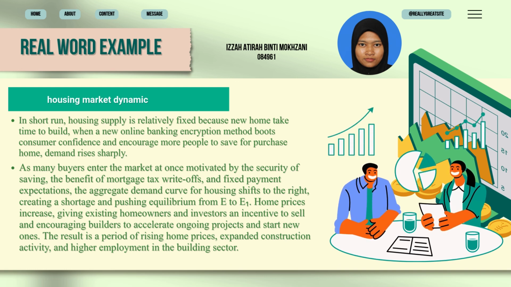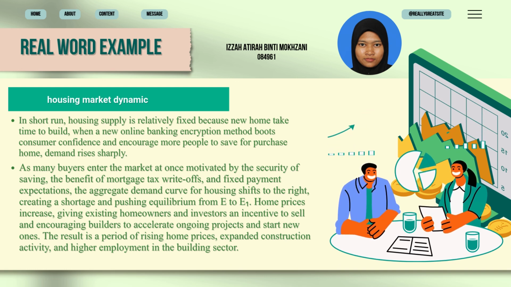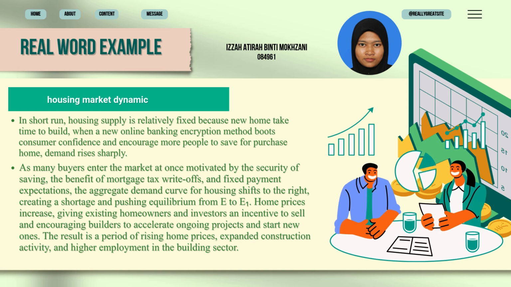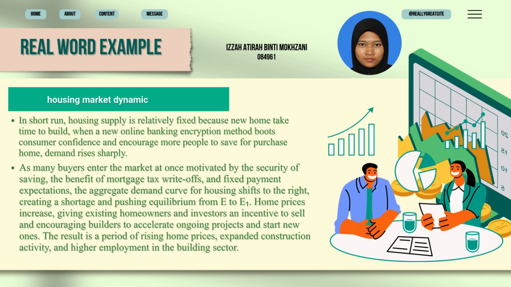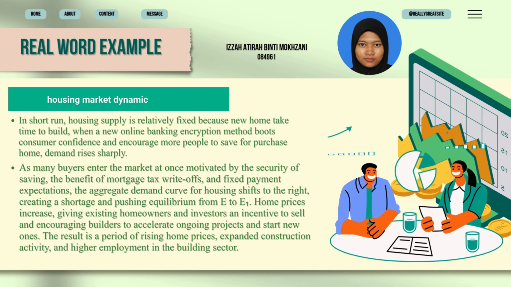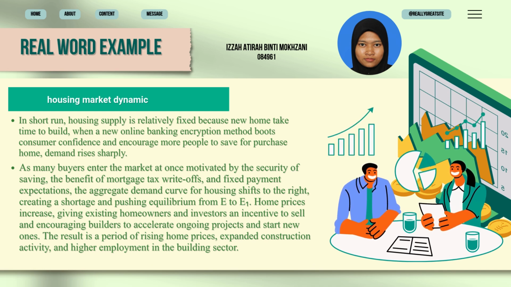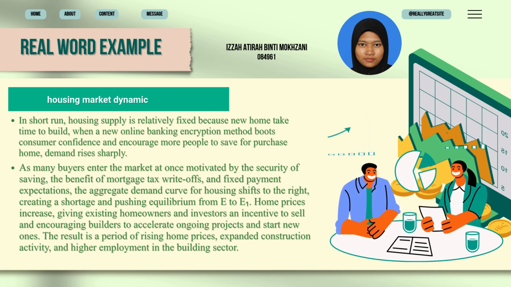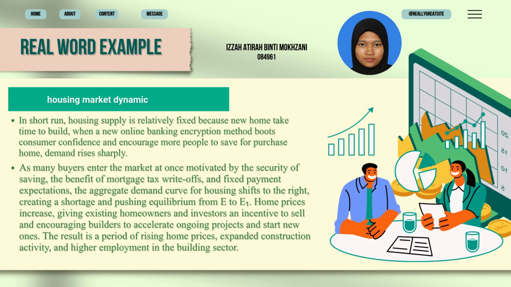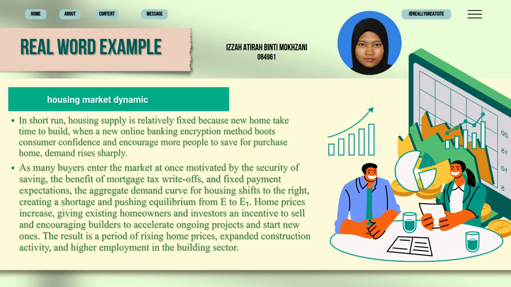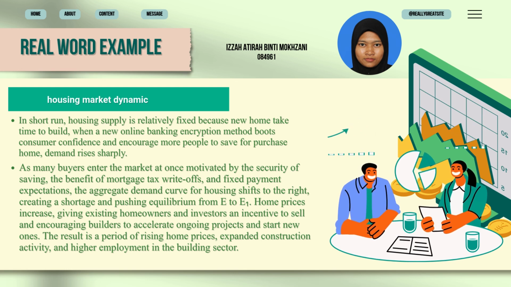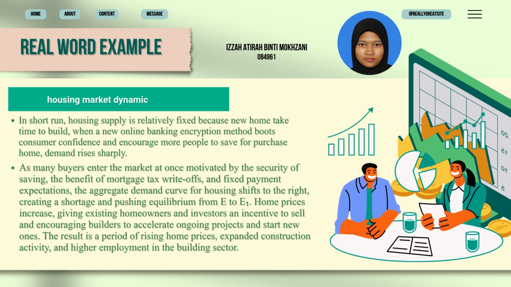Housing market dynamics. In the short run, housing supply is relatively fixed because new homes take time to build. When a new online banking encryption method boosts consumer confidence and encourages more people to save for purchasing a home, demand rises sharply. As more buyers enter the market at once, motivated by the security of saving, the benefit of mortgage take-up and fixed payment expectations.